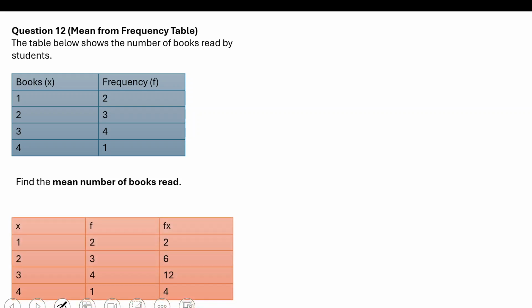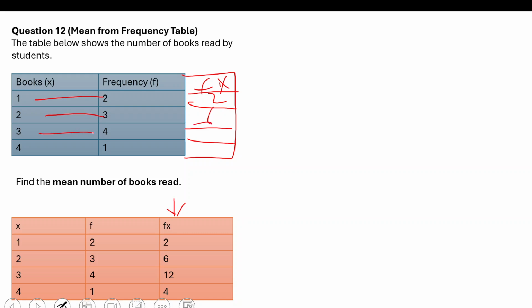So now we have frequency as a parameter in that table. So we are going to add an additional column known as frequency times x. This is the column here, but I'm going to show you how each of them was gotten. We'll multiply 2 by 1 to get 2, 2 times 3 to get 6, 3 times 4 to get 12, and 4 times 1 to get 4. That's how we got this.